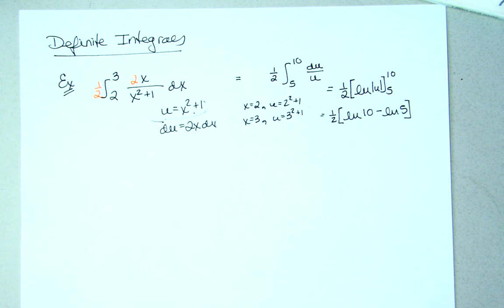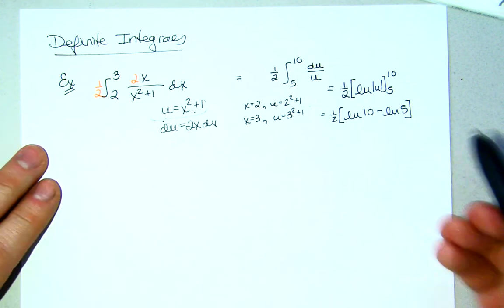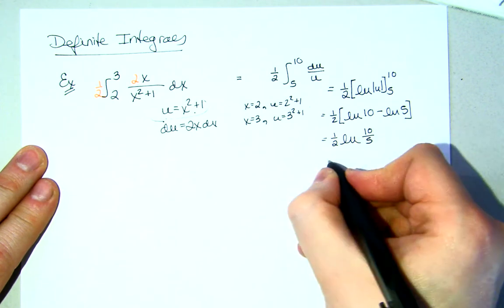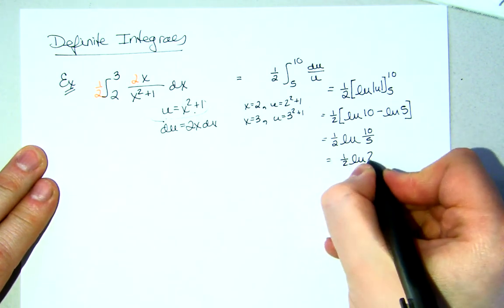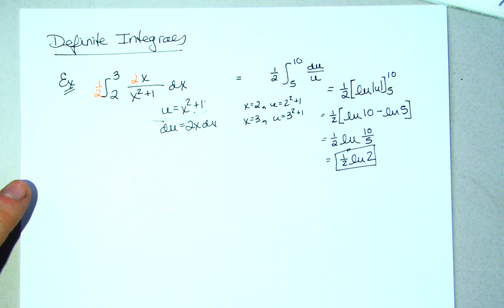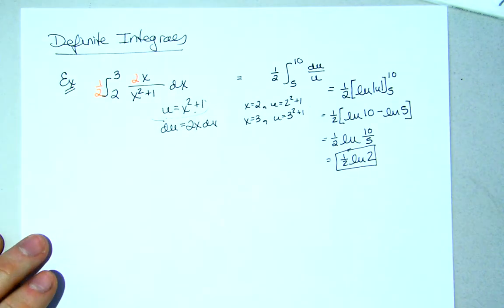However, when you have logs in your answer, I only want one natural log in the answer, not multiple ones. When you're subtracting logs, you divide the stuff inside. So this is really 1/2 times the natural log of 10/5, or 1/2 times the natural log of 2. We're not dividing natural logs. We're dividing the stuff inside the natural logs. So it's going to be the natural log of this number divided by this number, which is 2.